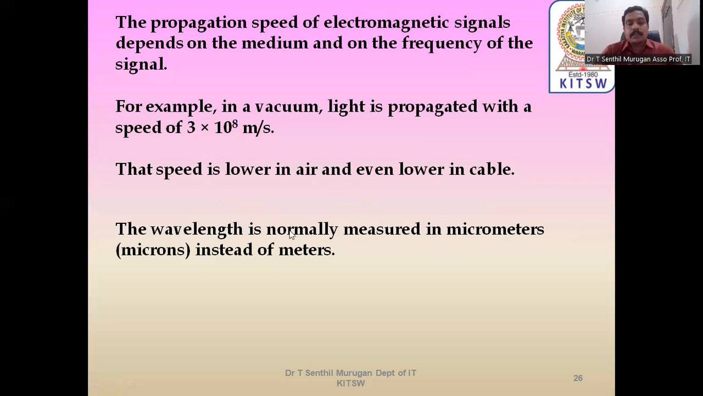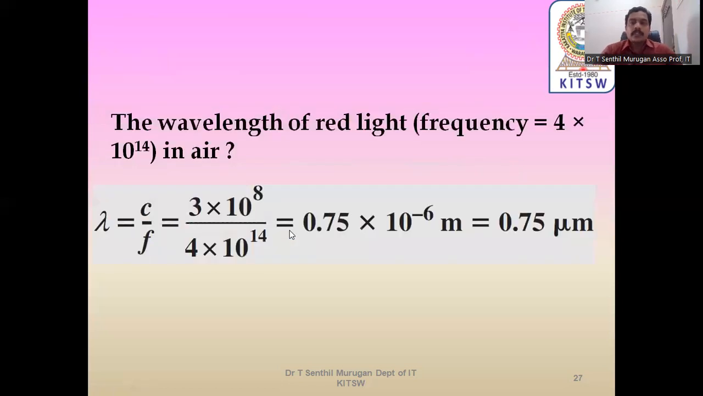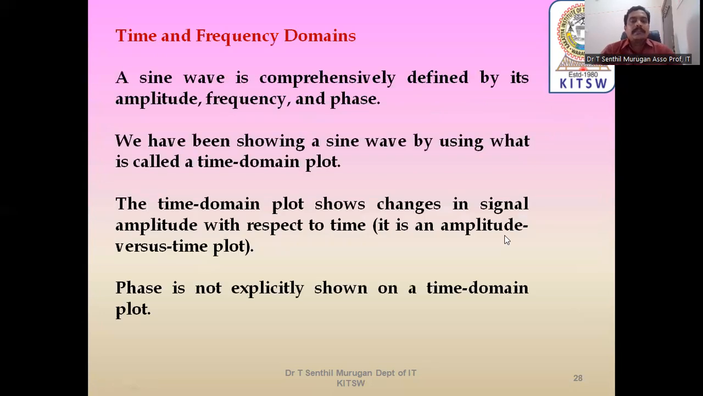The wavelength is normally measured in micrometers, that is microns, instead of meters. See here the wavelength of red light. For example, the frequency is 4 into 10 power 14 hertz in air, and the propagation speed is 3 into 10 power 8. When we calculate this, we get 0.75 micrometers, that is microns.